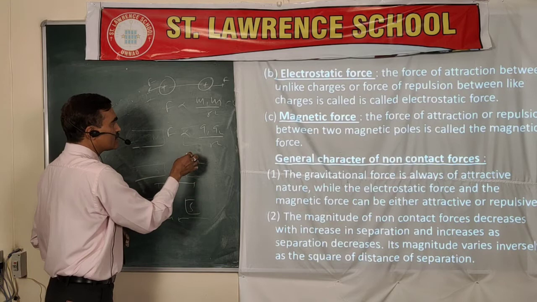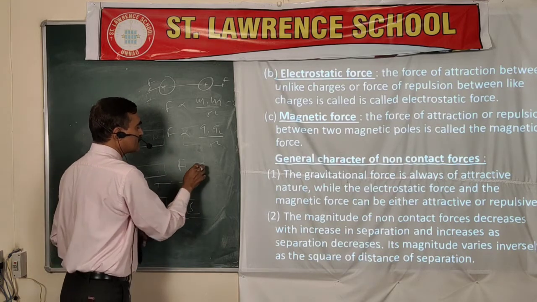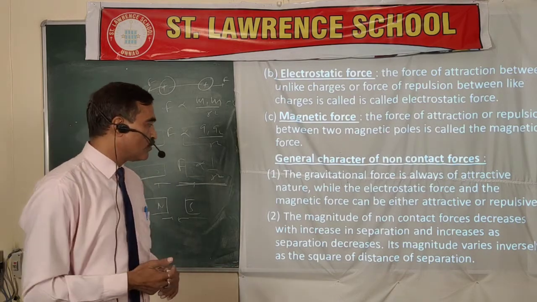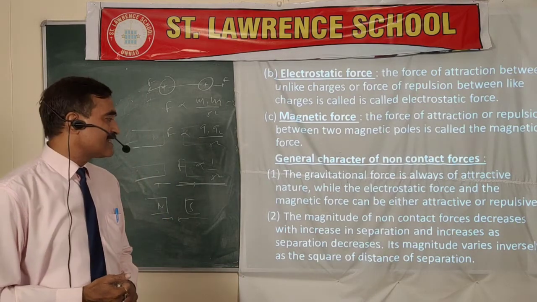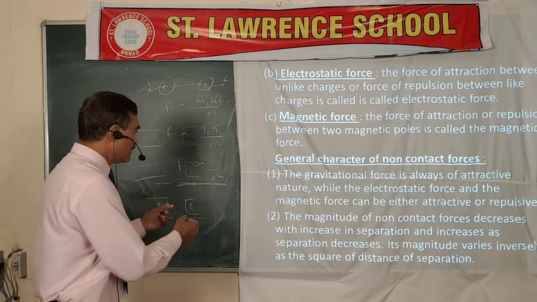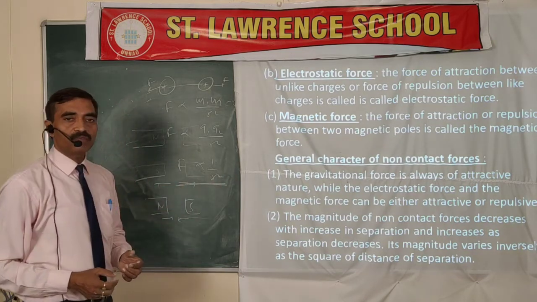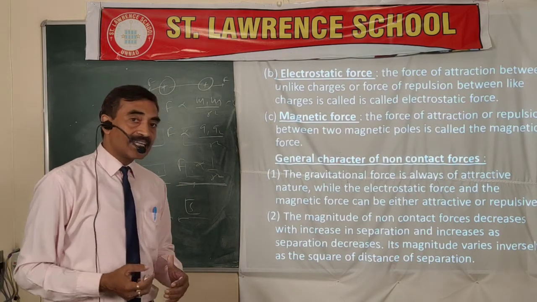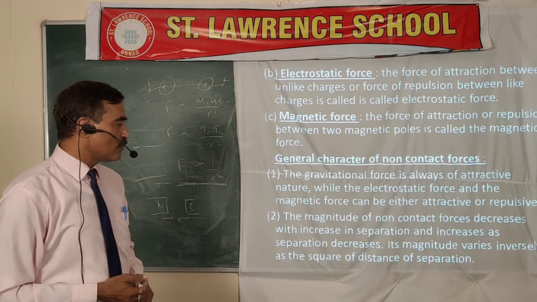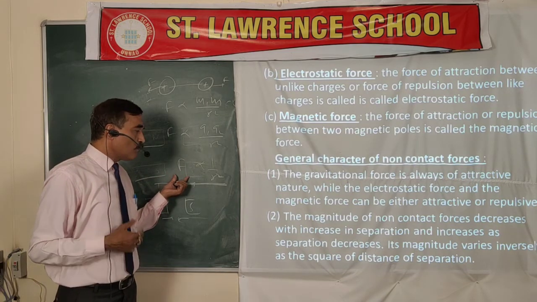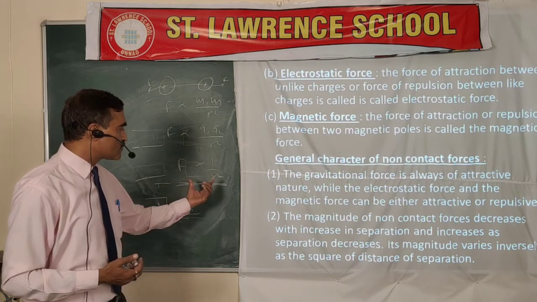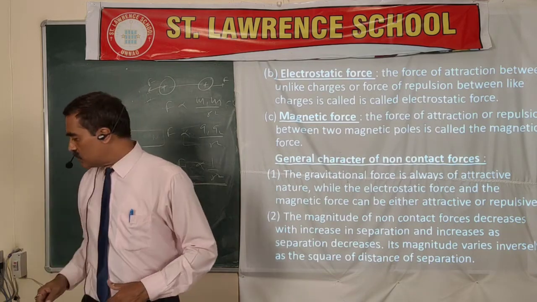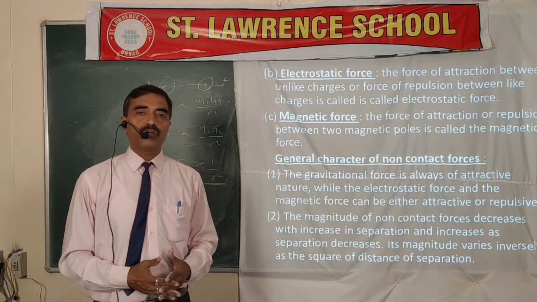In both the cases, you can see that the force is inversely proportional to the square of the distance between the two charges or two bodies. So the magnitude of non-contact force decreases with the increase in separation. As we increase the value of r, the value of F keeps on decreasing. So the magnitude of non-contact forces decreases with the increase in the separation between the two bodies, and this force is inversely proportional to the square of the distance between the two bodies. So this is the nature of contact and non-contact forces.